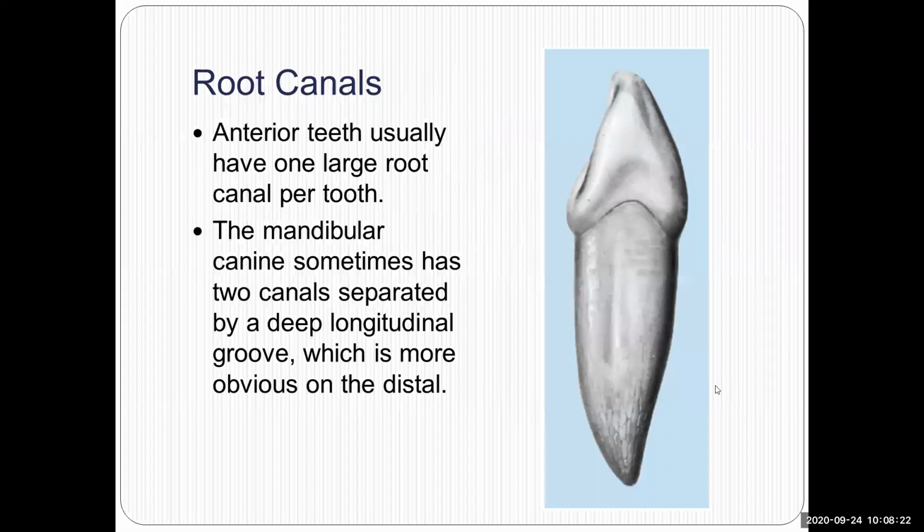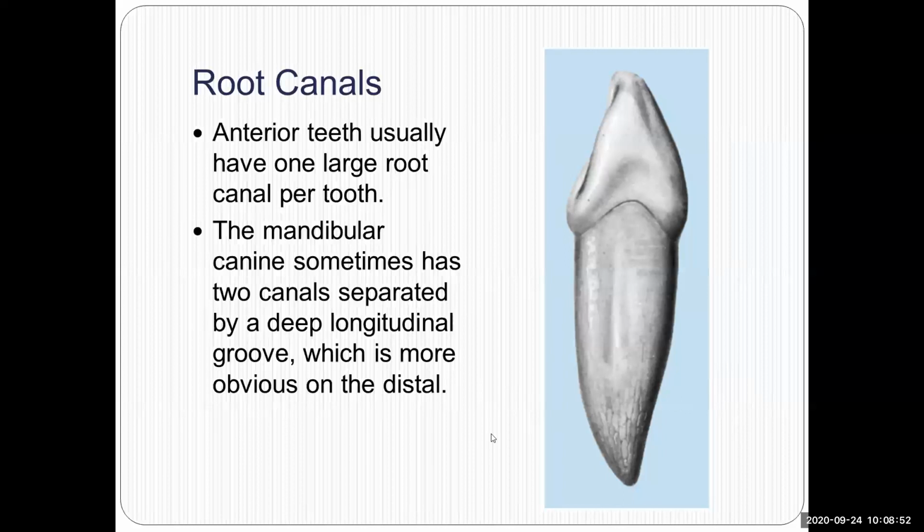Anterior teeth usually have one large root canal per tooth. So we're talking about the canals. I'm not going to make you memorize these canals. The mandibular canine sometimes has two canals. Remember that mandibular canine can sometimes be bifurcated. But when it's got two canals, the mesial is going to be larger than the distal.